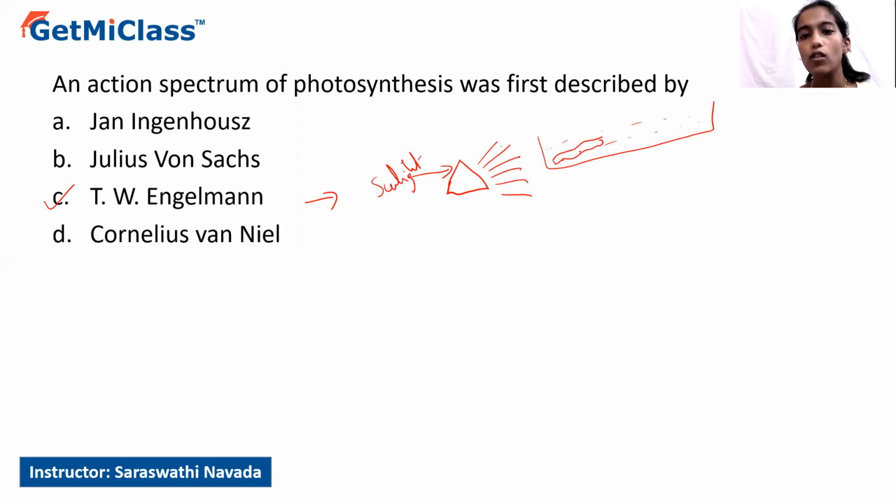Cladophora was placed inside this suspension, and in addition to this, he also added aerotactic bacteria. These are aerobic bacteria, which require oxygen for their activity. When he made this split light from the prism fall on the Cladophora, he observed that there was more accumulation of aerotactic bacteria in the blue light as well as the red light region.